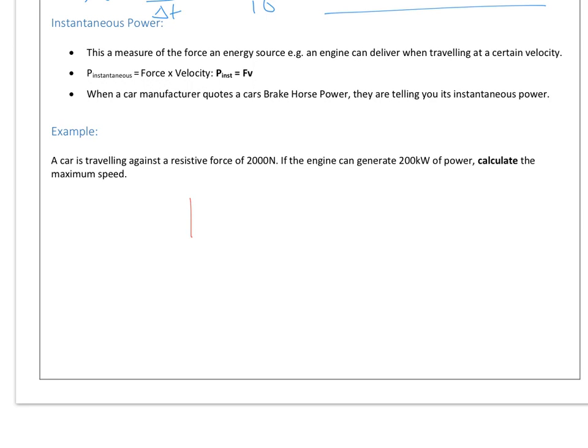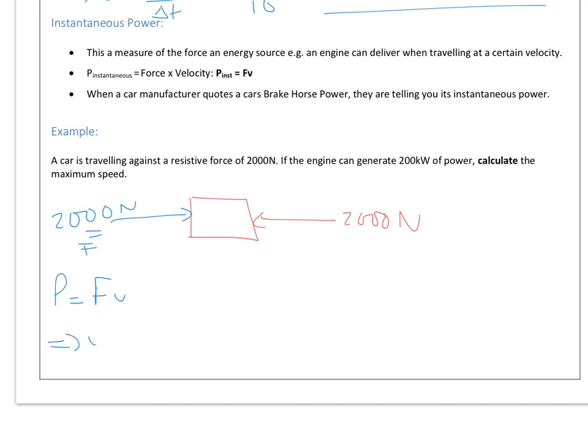So if we think of this car, we've got a 2,000 newton resistive force acting against it. And if it's not accelerating, that means the engine is producing 2,000 newtons. That's why it's not accelerating. The resultant force is 0. So what we've got here is the force produced by the engine. We know that power is the force times velocity. We're trying to get velocity, so power divided by force.